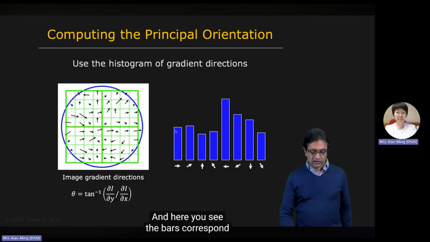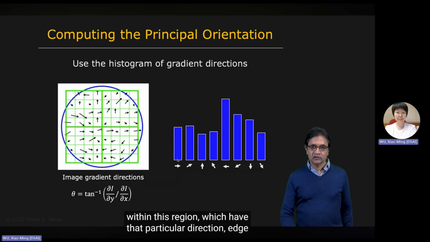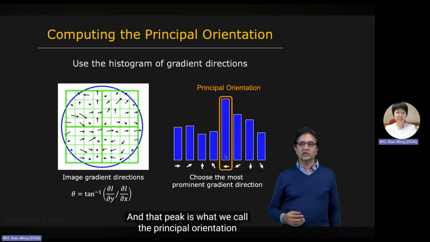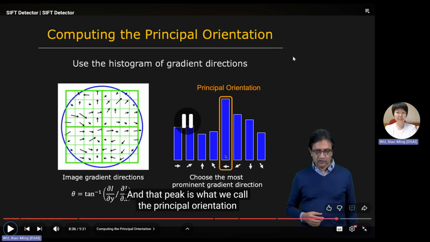Here you see the bars correspond to the number of pixels in your feature within this region which have that particular edge direction. And you see that you get a peak right here. That peak is what we'll call the principal orientation. The largest peak is the principal orientation, and this is considered the dominating direction, or the orientation, of this image patch.